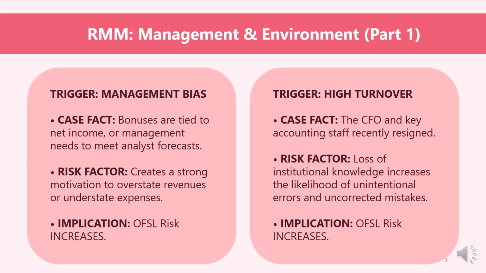Let's apply this formula to management and environment triggers. Our first trigger is management bias. If your case fact says the bonuses are tied to net income, the risk factor is that this creates a strong motivation for management to overstate revenues or understate expenses. The implication: OFSL risk increases.